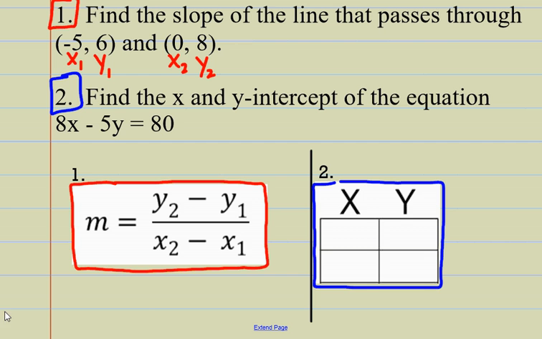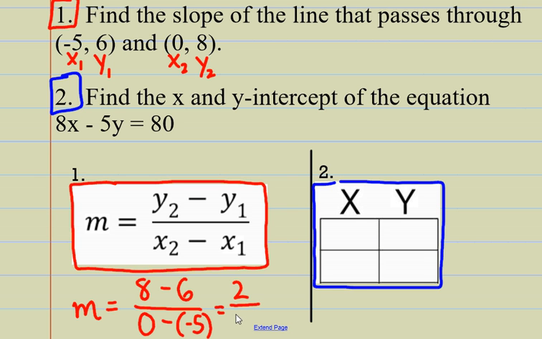So we'll say slope is equal to y2, which is 8, minus y1, which is 6, divided by x2, which is 0, minus x1, which is negative 5. So you're going to be subtracting a negative. 8 minus 6 is 2. 0 minus a negative 5 is 0 plus 5, which is 5. So the slope of the line that would connect those 2 points is going up 2 and right 5. So its slope would look something like that, where it'd be going up 2 and going right 5.